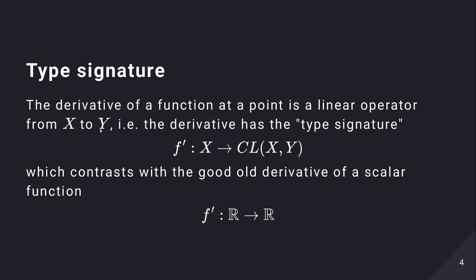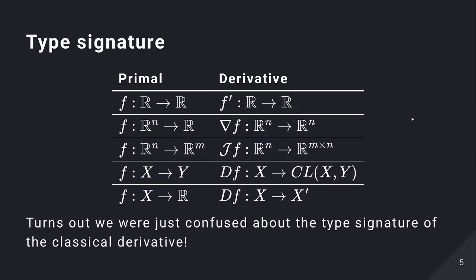The derivative of a function from X to Y is a function from X to the linear operators from X to Y. It's a bit weird because f is a function from X to Y, and the derivative is a function from X to a function from X to Y. That seems weird when we think of the classical derivative, which is just a function from R to R. But if we look at the derivative classically in context, for example, take the derivative of a function from Rn to R, that's the gradient, and it's a function from Rn to Rn.